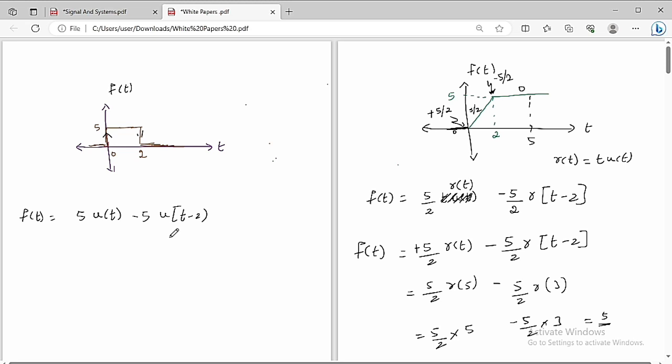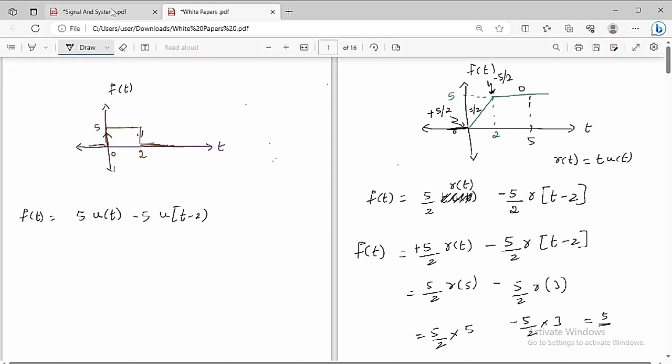Signals having steps alone in them, when defined in terms of u of t, the sum of coefficients will be 0 only when the signal has finite duration. But this is however not true for signals made of straight lines defined in terms of r of t. So finally, I can say, suppose signal f of t is made up of only steps and has finite duration, then the sum of the coefficients is always equal to 0. Suppose a signal is made up of straight lines and has a finite duration, the summation of all these coefficients will not be equal to 0. So these are the points I am trying to tell you.